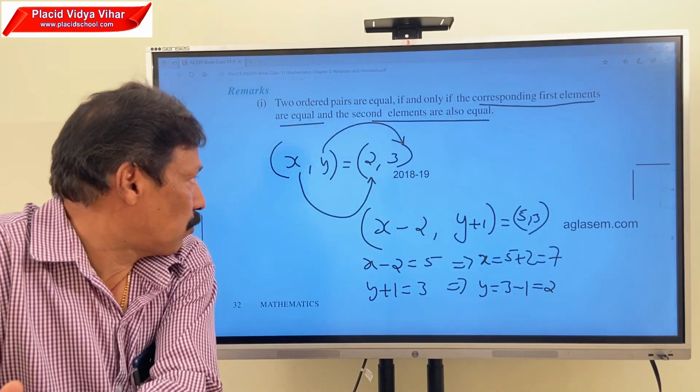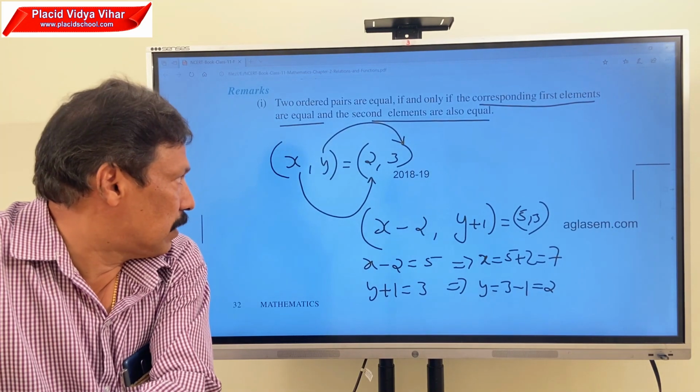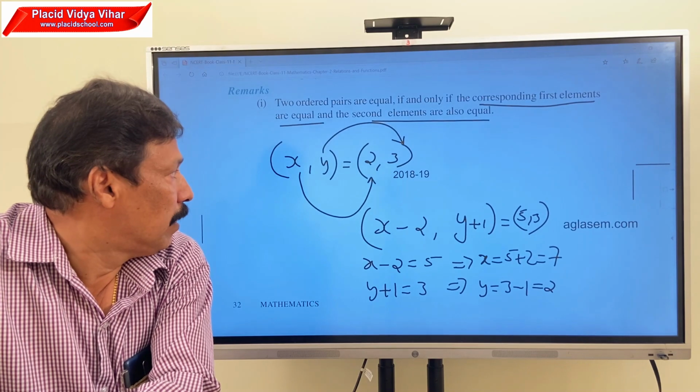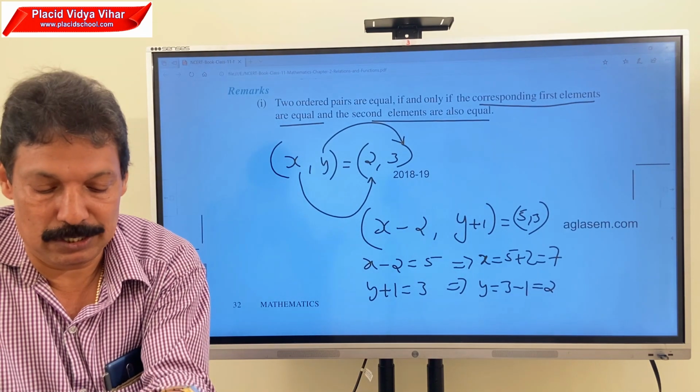First is x, y and the second is 2, 3. The first entry is equal to the first entry of the second pair, so x equals 2 and y is equal to 3, and so on.